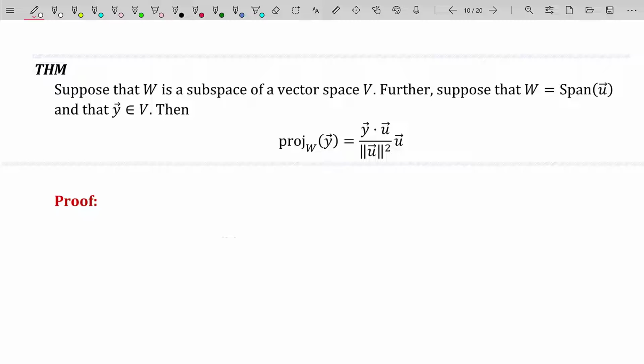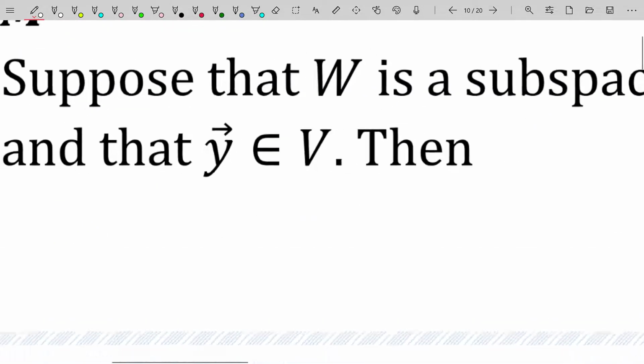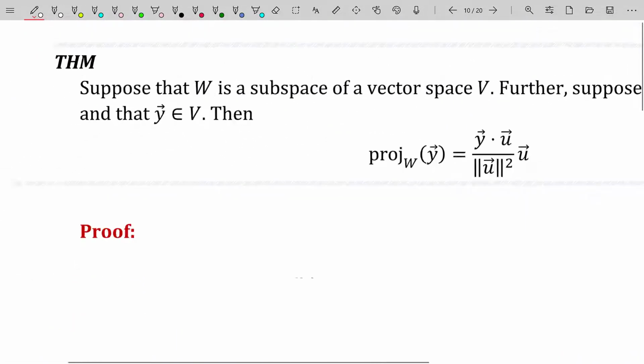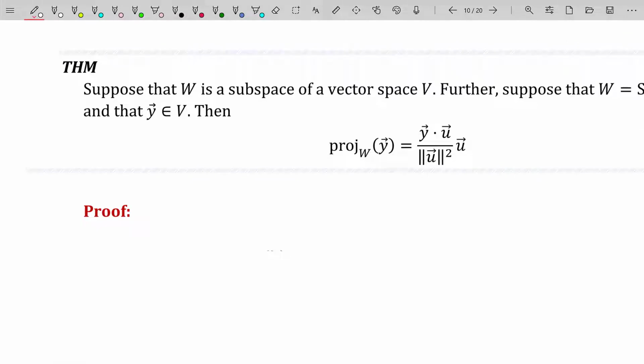So suppose that W is a subspace of a vector space V. Further, let's suppose that W is the span of a vector U. Now notice I'm doing this only in terms of the span of a single vector. So for right now, for this conversation, W is just a single dimensional subspace. We're also going to assume that Y is a vector in V, which W is contained within, right? Y does not have to be actually on the subspace W.